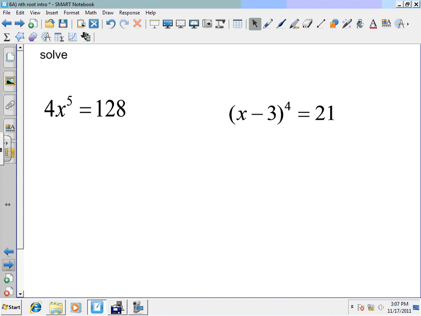Okay, now roots are like solving. Okay, so let's take a look at this here. I'm going to solve this 2 different ways. We can say, all right, first thing we got to do is get rid of that 4. So x to the 5th power is equal to 32.